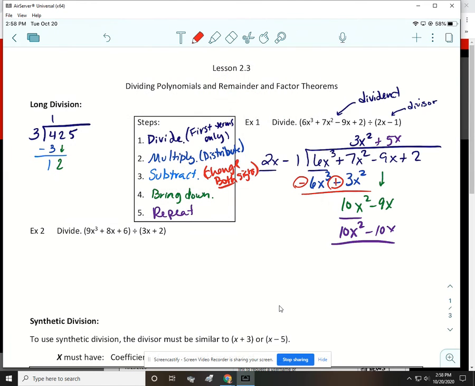All right, and then our subtraction, we need to make sure we change both signs. Oh wait, I did something wrong. I multiplied wrong, sorry. 5x times negative 1 is negative 5x. Okay, so we'll go ahead and subtract the 10x squared minus 10x squared. It cancels out, which it has to. That's going to be negative 4x. And then we bring down.